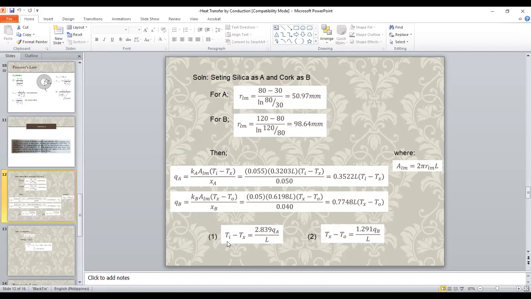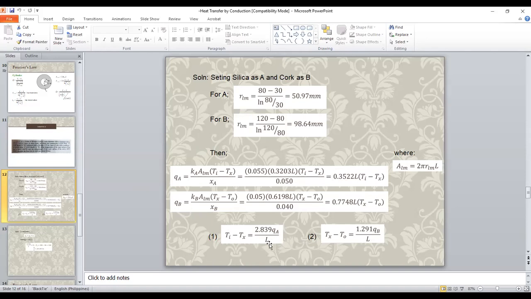So you have T sub I minus T sub X being equal to 2.839 Q sub A over L, and T sub X minus T sub O being equal to 1.291 Q sub B over L. So this Q sub A and this Q sub B are the Q sub A and the Q sub B that you see here. What happened, class, is that it was just rearranged: the temperatures were kept here, and these two were divided by the two Q's. So you have Q sub A divided by 0.3522 L will be this one.